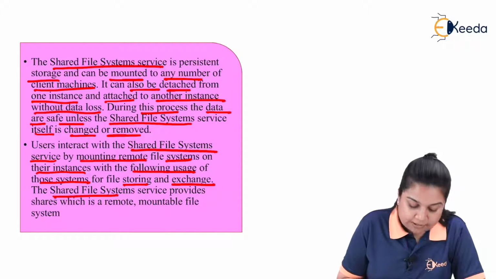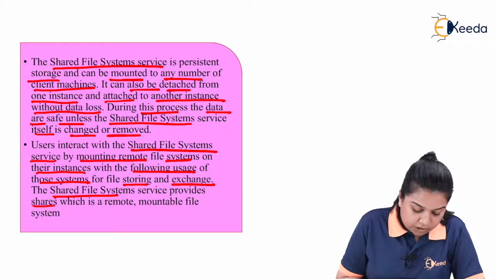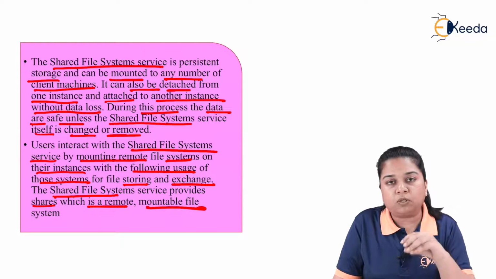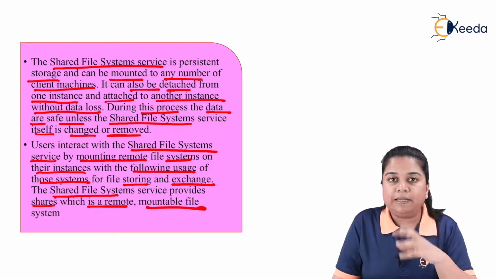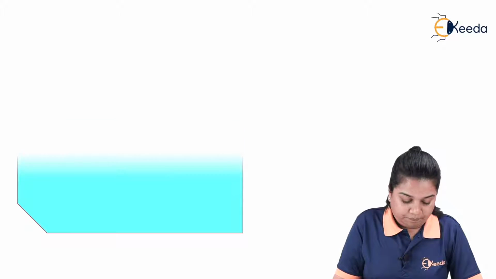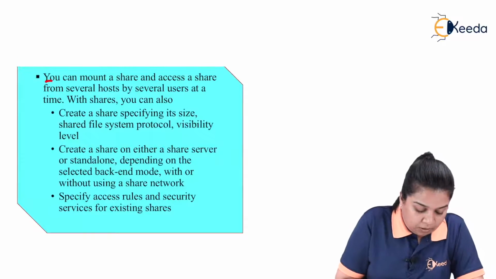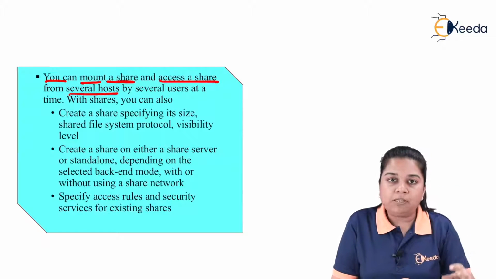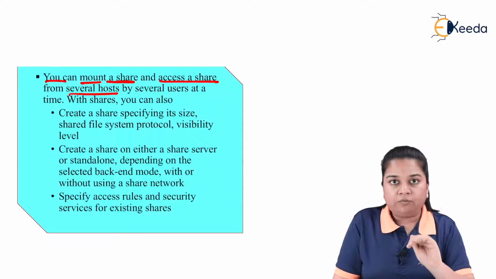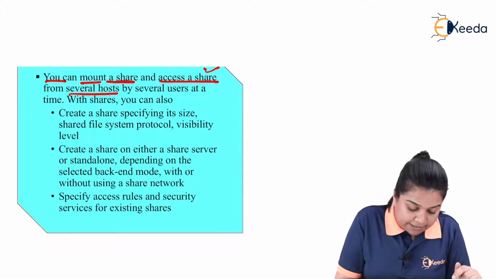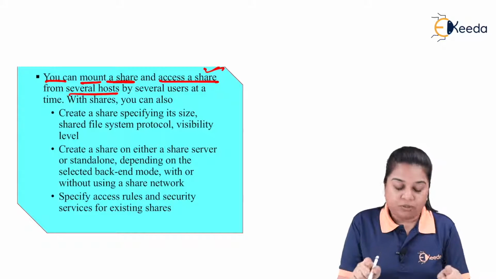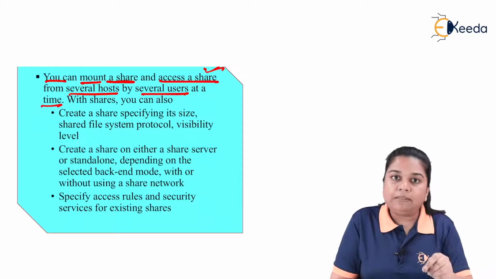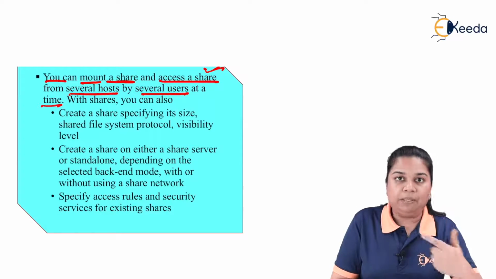The shared file system service provides shares, which are remote mountable file systems. That means it can be mounted over some of the devices or the files and then you can access it or run it. Here, you can mount a share and access a share from several hosts. That means you can mount that particular shared file and you can access that share file from several hosts by several users at a time. That means simultaneously multiple users can do the same process.